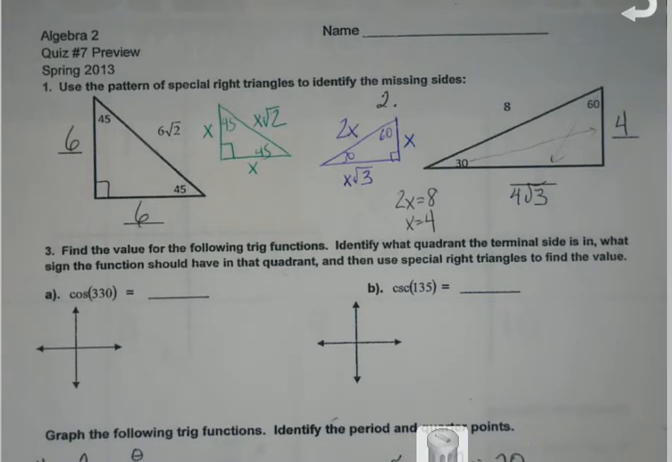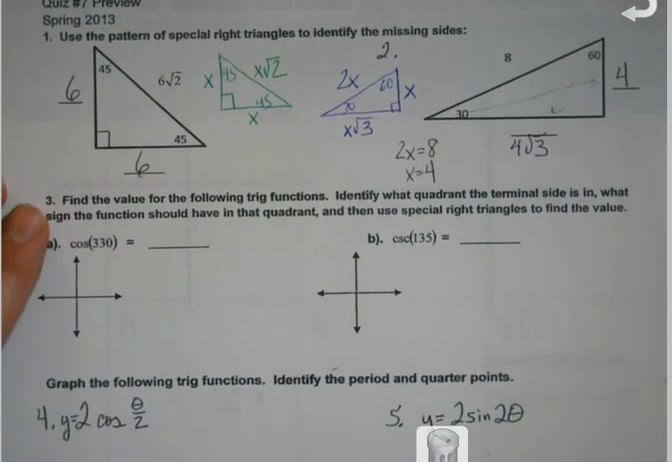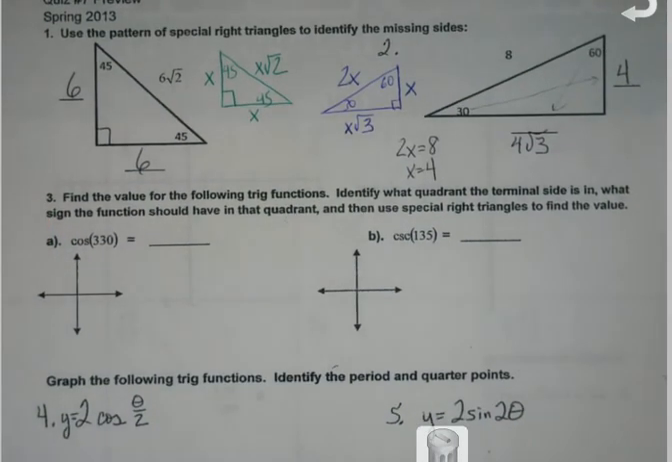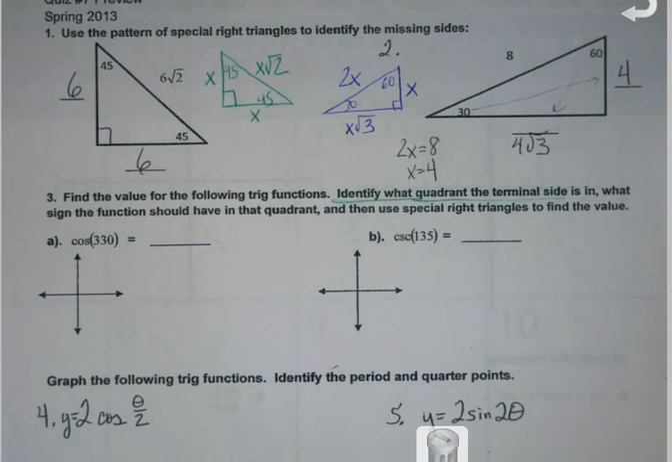Some of our other parts, I'll move this up just a little bit. Find the value for the following trig functions. Identify what quadrant the terminal side is in. Okay, so that's one thing I got to do. What sign the function should have in that quadrant. We'll talk about that in a minute. Then use special right triangles to find the value. So there's 3 things going on here.